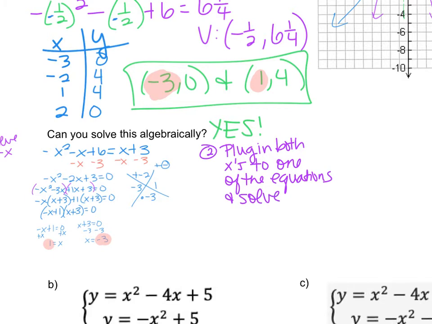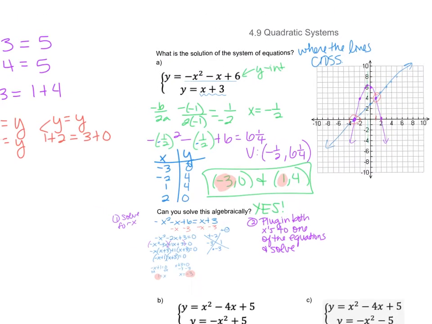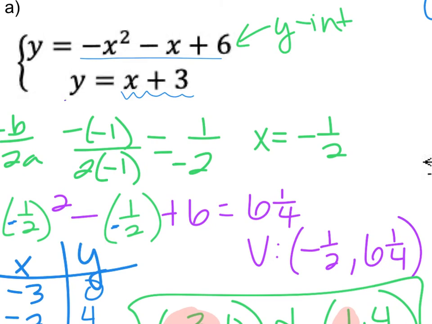Okay, so it doesn't matter which one, pick the simplest one. That's what I'm going to do. Which one do you think is the simplest one? The bottom one, the one right here, right? It only has 2 terms on the right, and there's no squares, nothing too crazy.